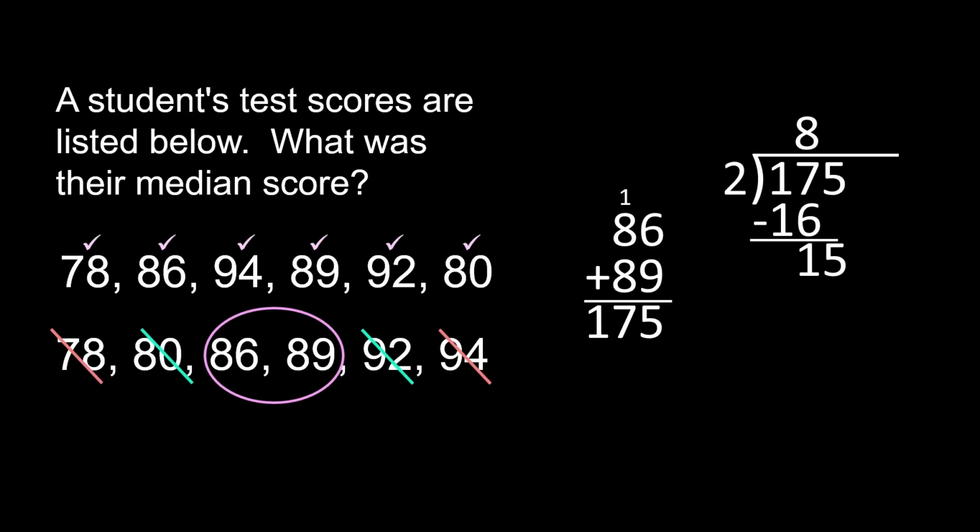Now I have 15 divided by 2. 15 divided by 2 is 7. 7 times 2 is 14. When I subtract, I get 1. Then I'll need to add a decimal and a 0. I'll bring the decimal straight up into my answer, and I'll bring the 0 down. I'll have 10 divided by 2 next. 10 divided by 2 is 5. 5 times 2 is 10. When I subtract, I get 0. So my median score is 87 and 5/10.